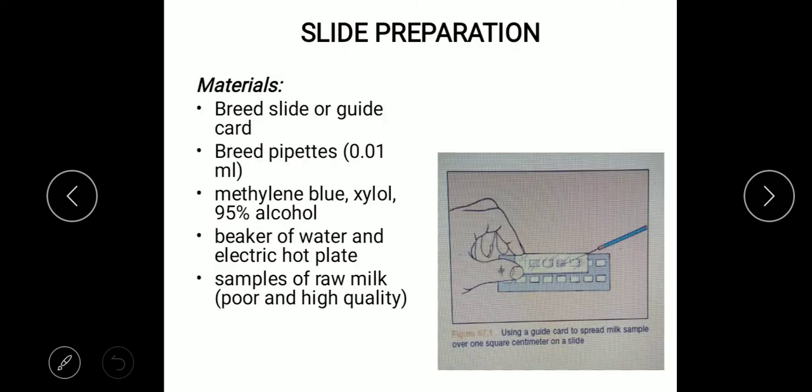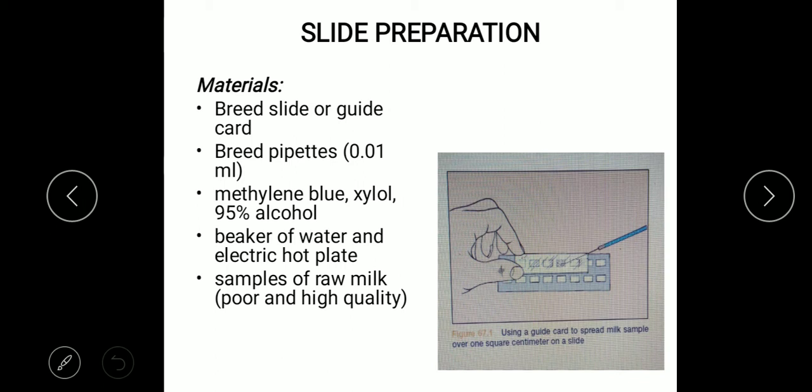Here we have the slide preparation. How to prepare the slide? There are several acceptable ways of spreading the milk onto the slide, as you can see in the figure given. Here we use a guide card to spread the milk sample over 1 square centimeter on a slide. The breed slide has 5 one-centimeter areas that are surrounded by ground glass, obviating the need for a card.